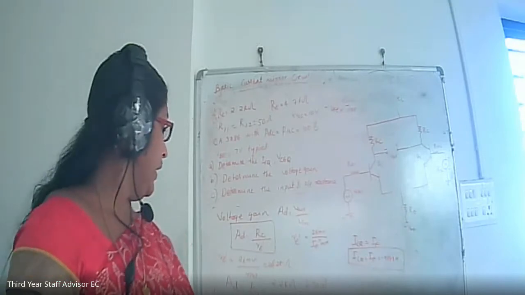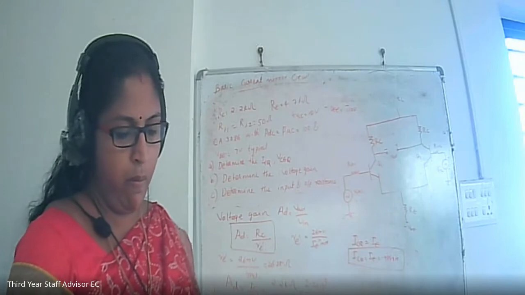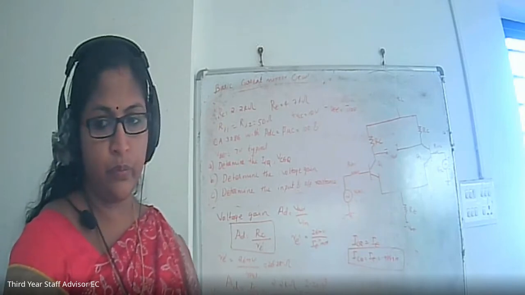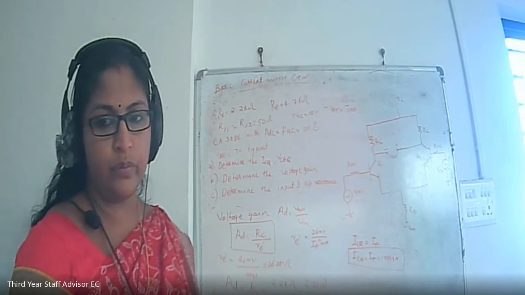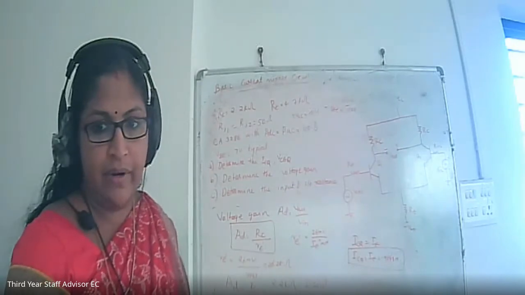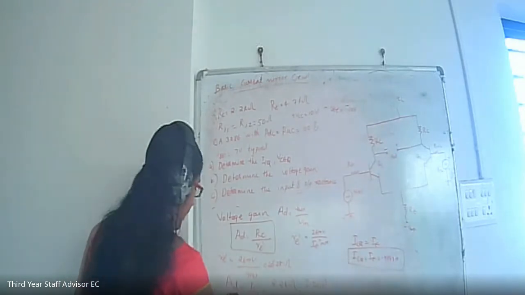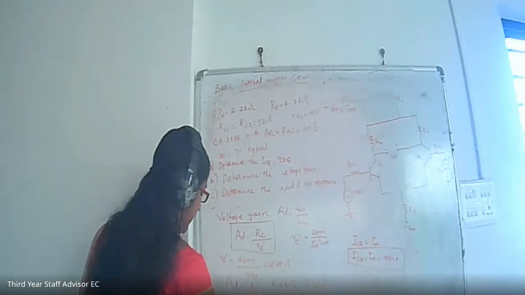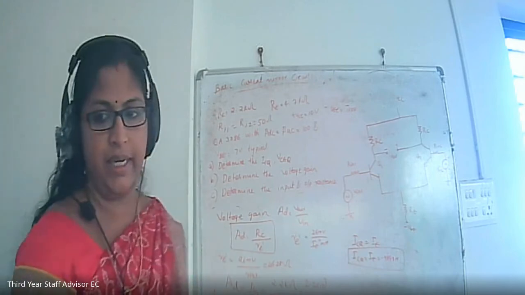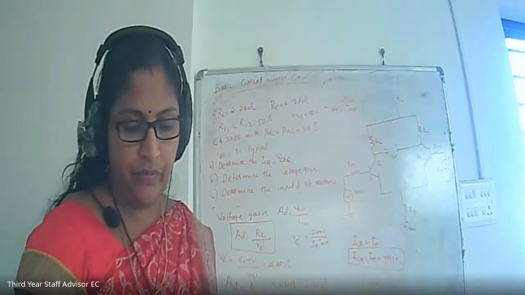So what will you get for the AD value? What is the AD value? 83.71. Okay, that is correct. So the AD value you obtained is AD equal to 83.71. It has no unit because it is voltage gain. Voltage gain will have no unit because it is V out by V in.